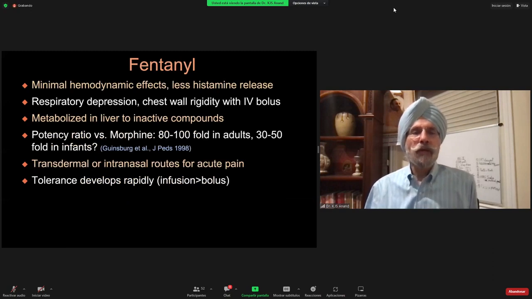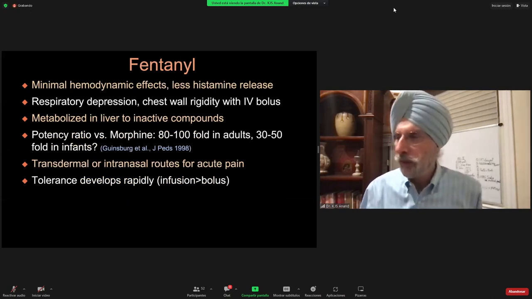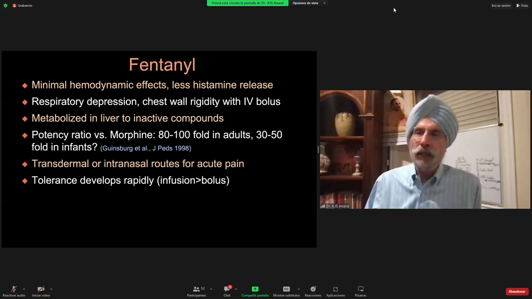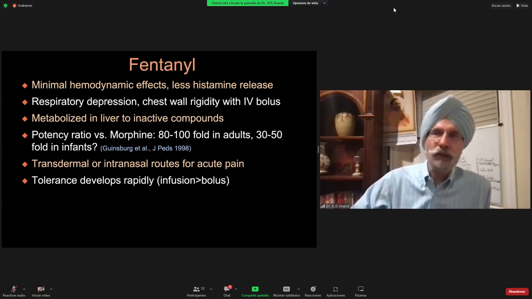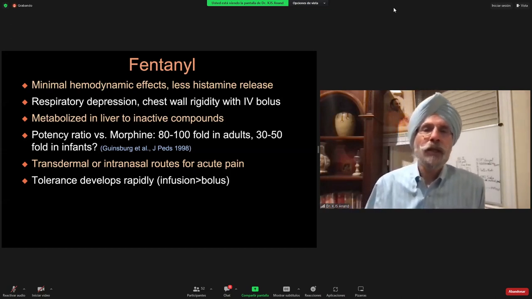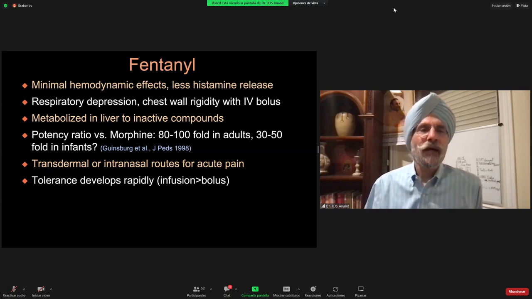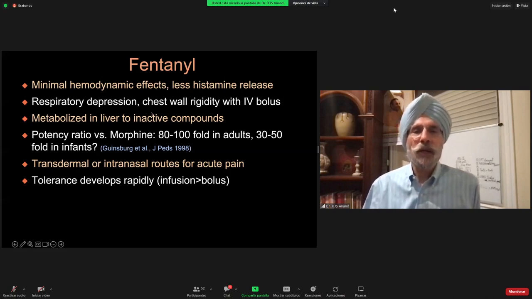So fentanyl is also very commonly used. I don't know, there seem to be NICUs where it's morphine or fentanyl, it's almost a cultural effect. The reason it's used very widely is because of the hemodynamic stability and less histamine release. It's metabolized in the liver, with very highly effective clearance of fentanyl.